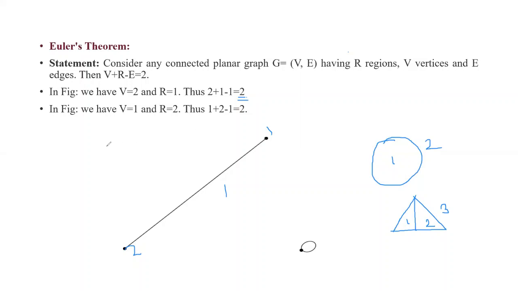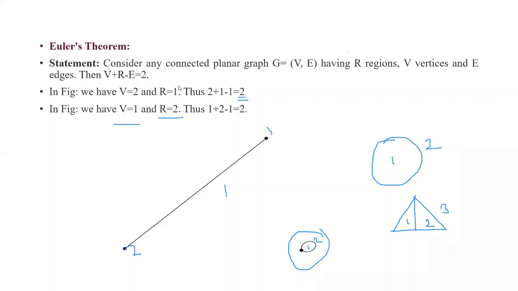So here V is equal to 1, R is equal to 2 for this graph. The vertex is 1, the regions are 2: this is one region, and outside is the second. So 1 plus 2 minus 1, that is 2.